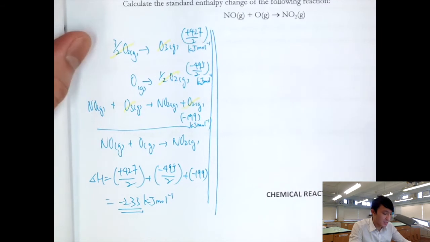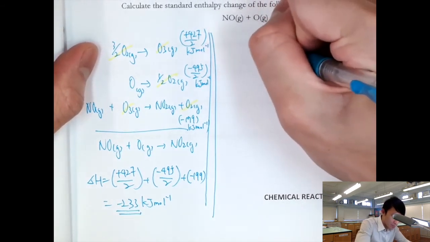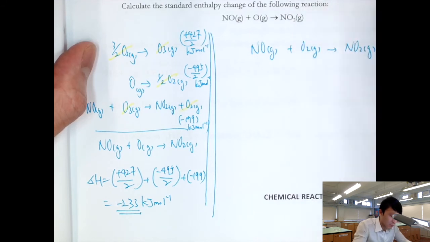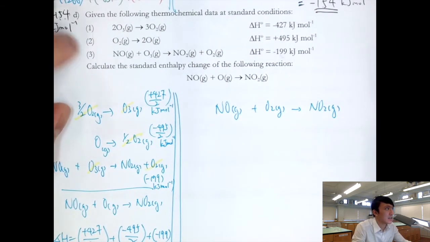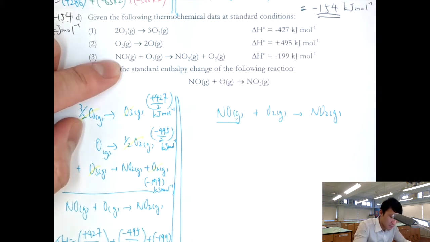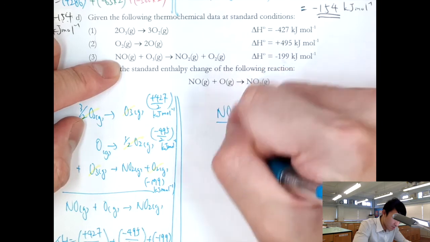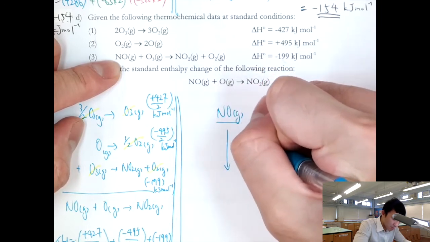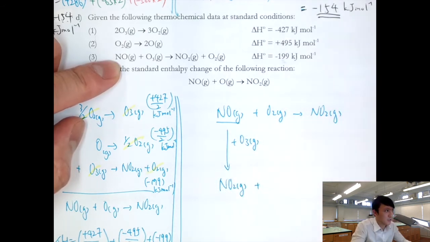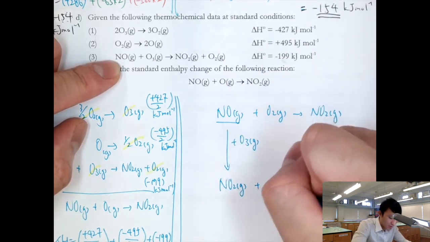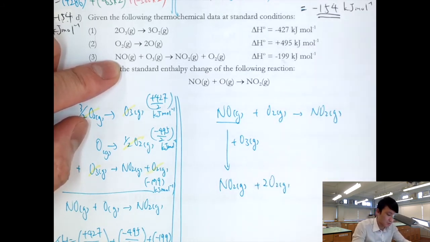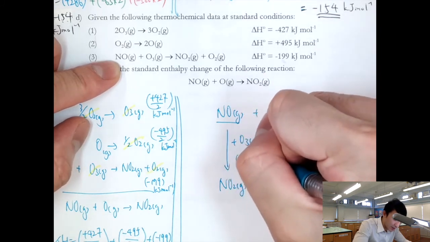For the enthalpy change cycle, we start from NO, reacts with O2 to form NO2. We can start by looking at the third equation, so it reacts with ozone to form NO2 and oxygen. Now, it forms an oxygen here, but we also have an oxygen here, so we have 2 oxygens in total. Okay, this one is negative 199 kilojoule per mole.